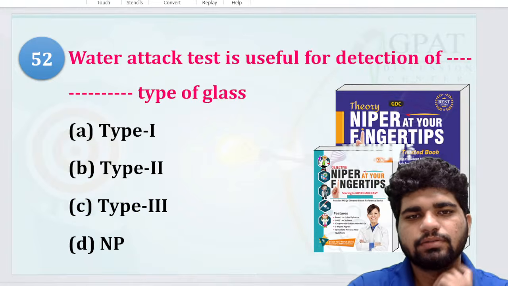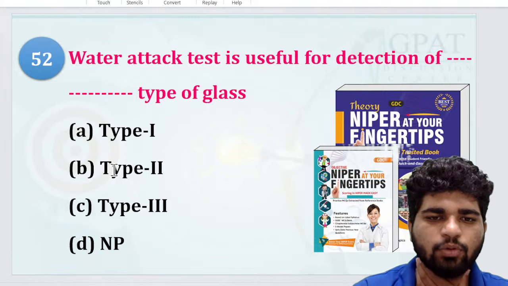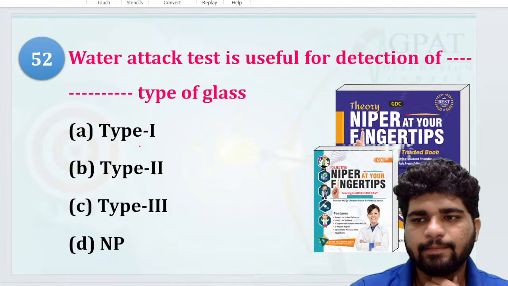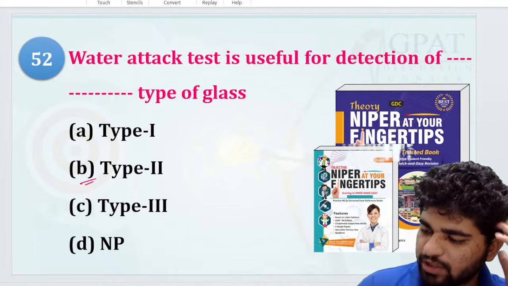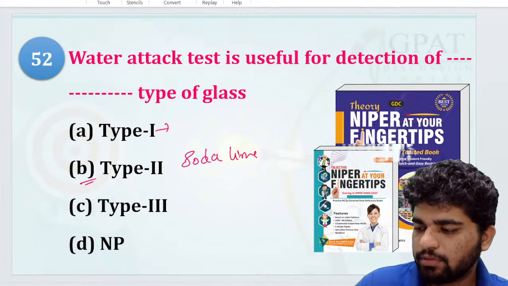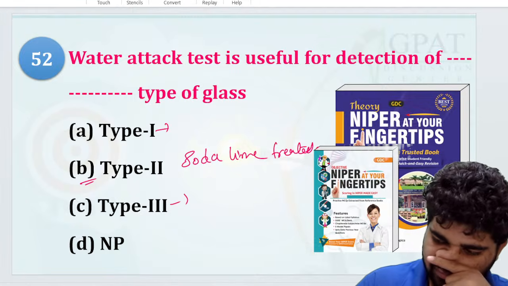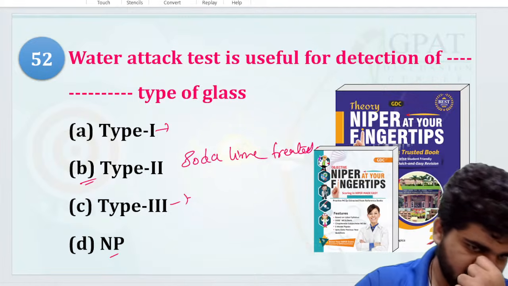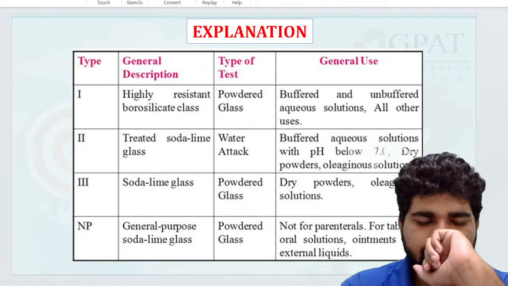Water attack test is useful for the detection of which type of glass? Type 1, type 2, type 3, or NP? Obviously, that would be type 2. Type 1, borosilicate. Type 2, that's your soda lime treated. Type 3, normal soda lime. And NP for non-parenterals, right?